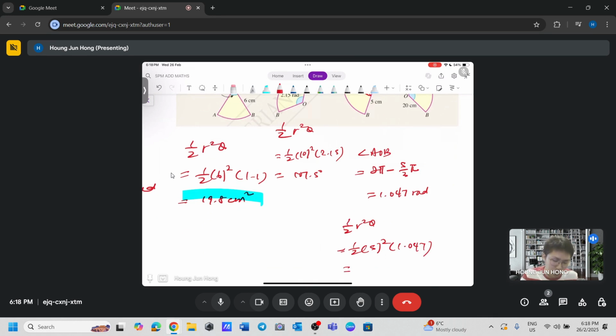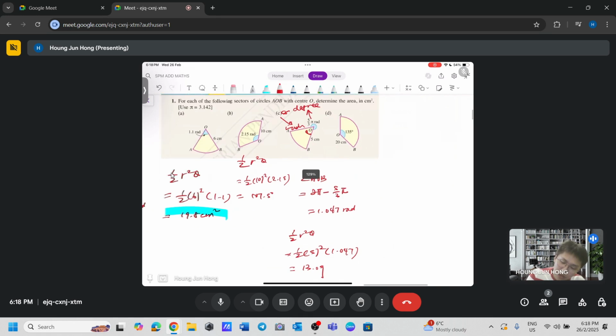Then the answer is 13.09. Okay, yes. Last but not least, also very simple, just convert. Again, remember, always use the formula in radian. So no matter what you do, you always have to convert to radian. We cannot leave anything in degree. Okay, so convert to radian, then we get 2.357 radian.